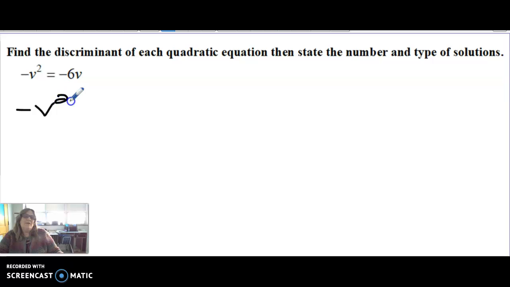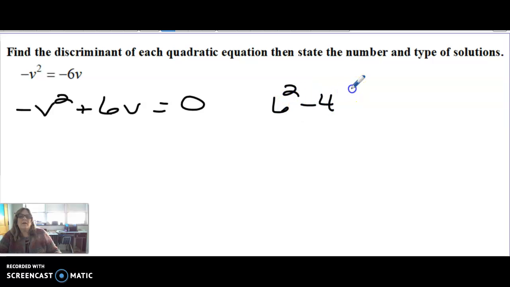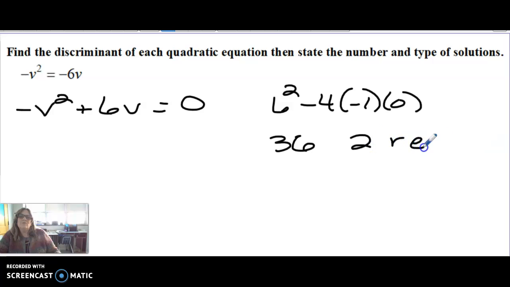The next one, negative B plus 6B equals 0. My B value is 6. My A value is a negative 1, and my C value is 0. So this all cancels, and I'm just left with 36. So that's two real solutions.